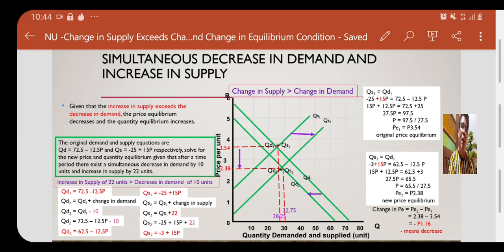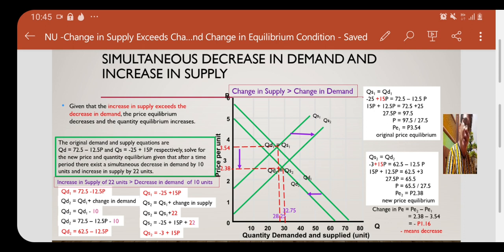So this is also the way we can solve for the new supply equation. The new supply equation can be derived by adding the change in supply to the original supply equation. And the fact that the change in supply is an increase by 22 units, we will introduce plus 22. The original supply equation is negative 25 plus 15P. So the new supply equation is the original supply equation plus the change in supply, which is negative 25 plus 15P plus 22. To simplify further, the new supply equation now is equal to negative 3 plus 15P.